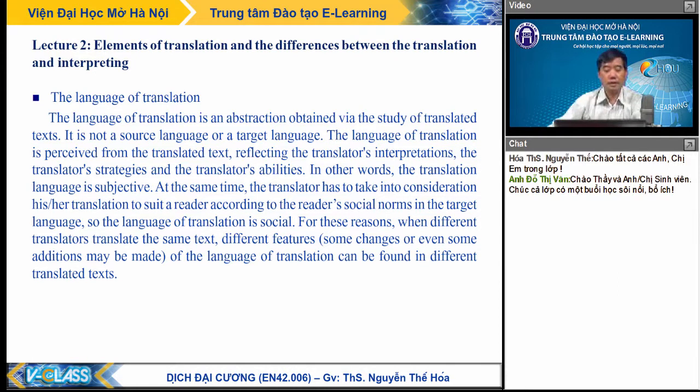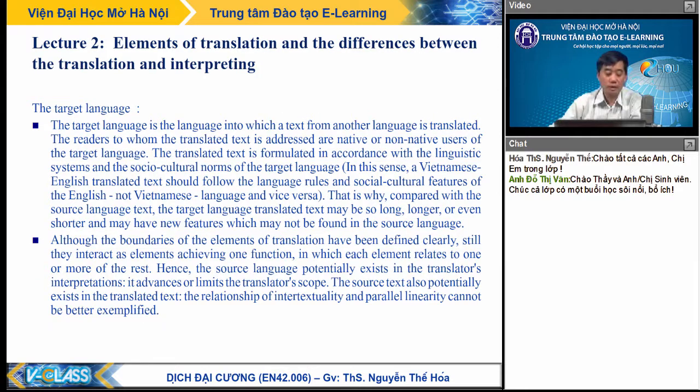And for the language of translation, it can be obtained via the study of the translated text. So it depends on the register of the translator. So we have different translators. We have a different text, but of the same source text. We may have a different target text. Depending on the abilities of the translator, we have a different kind of register language. And the target language is the language into which a text from another language is translated.